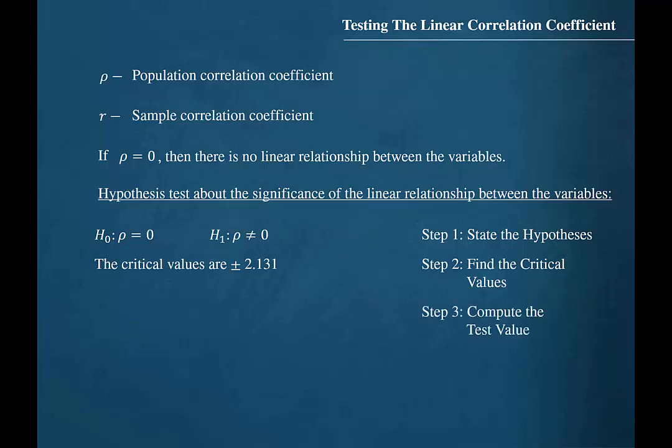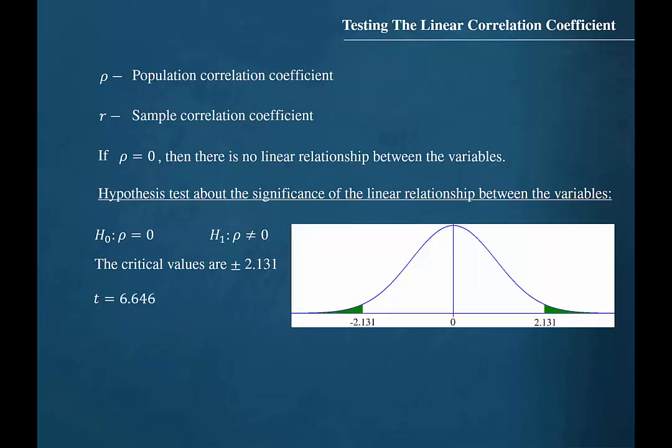Step 3 is to compute the test value. The formula for the test value requires that we know the sample correlation coefficient and the number of correlations in the sample. The correlation coefficient is 0.864 and the sample size is 17. The result is a test value of 6.646.